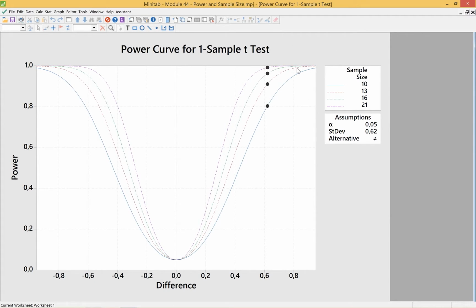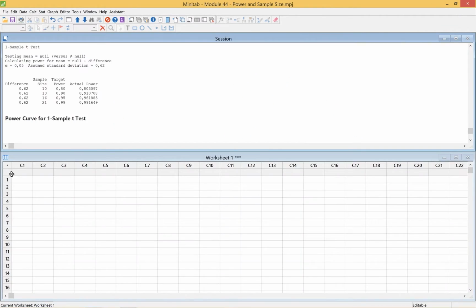So this is not a bad situation. And notice the sample size: 10, 13, 16, and 21 for the various powers. Now, I don't find this graph so helpful, so I'm going to close it here. And we see most of the information we get is actually in the session window.